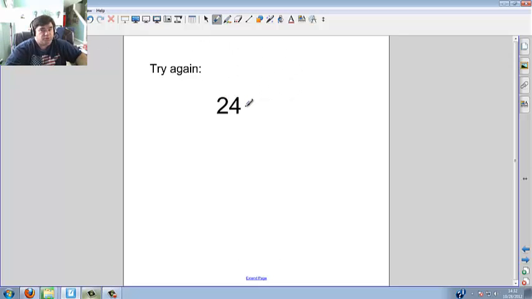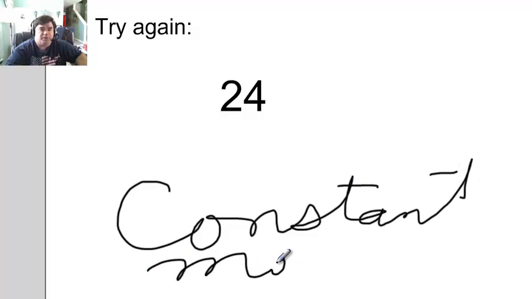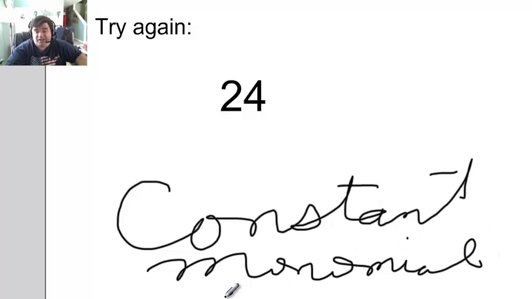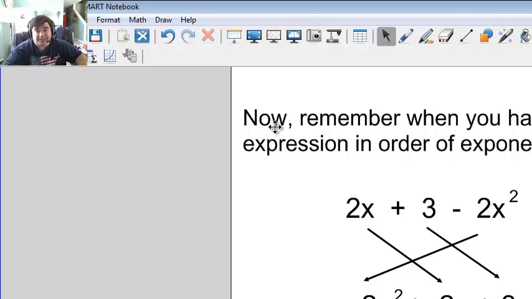Try again. So 24, it is a constant, because there's no variable to be had, monomial. Actually, for using a mouse, this is actually very good handwriting. So hooray for me. Then I had to go mess up with a bad picture, but you get the idea.